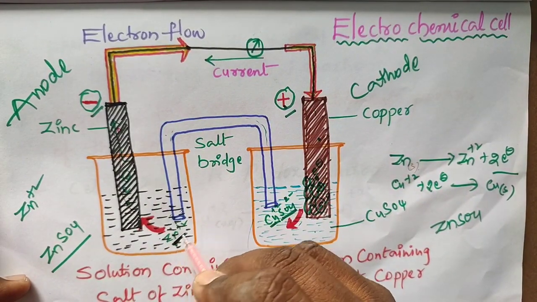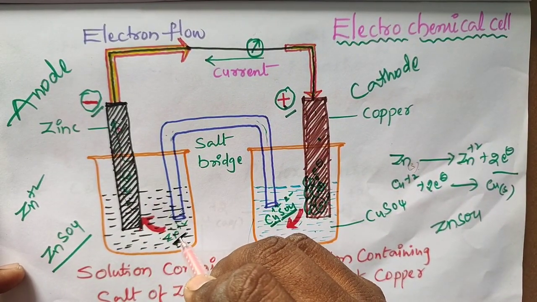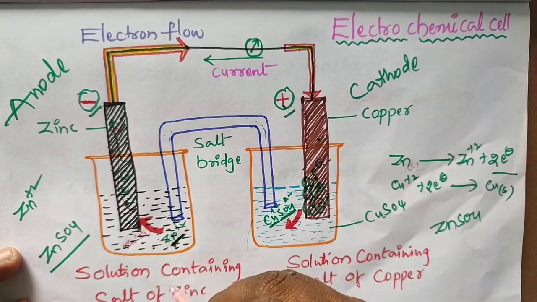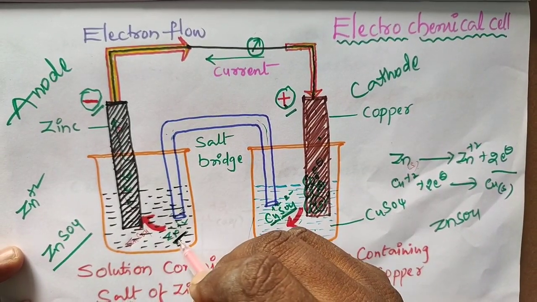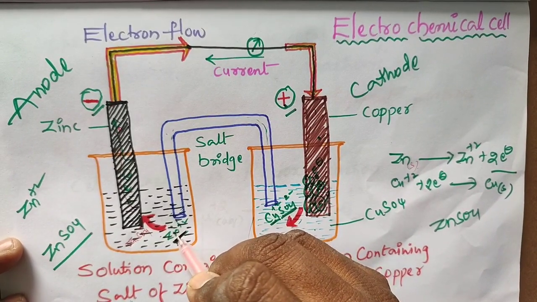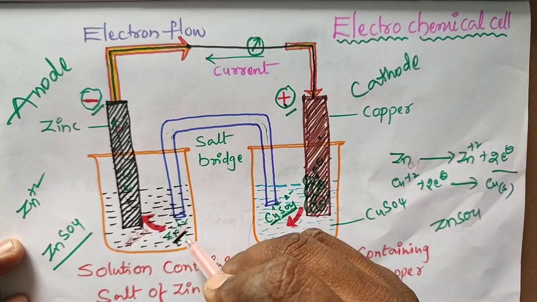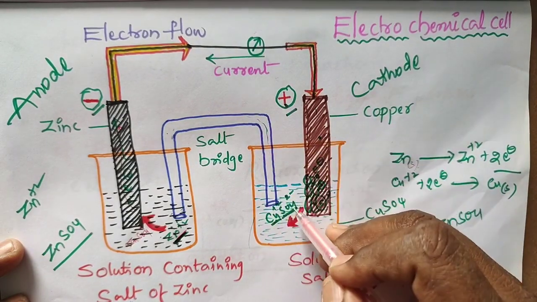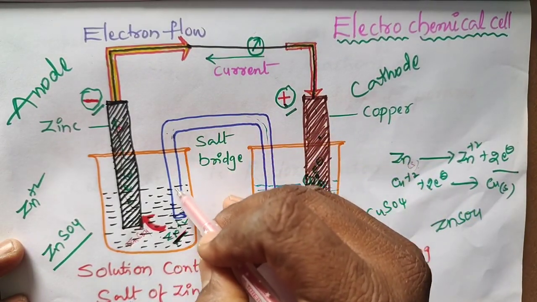And these Zn plus 2 ions are liberated in this solution. So Zn plus 2 ion, actually this is a ZnSO4 solution, SO4 is there, and in this also Zn plus 2 ions are present. But how is it going to stabilize? So these Zn plus 2 ions are stabilized by the SO4 ions. The SO4 ions are going to move from this salt bridge.